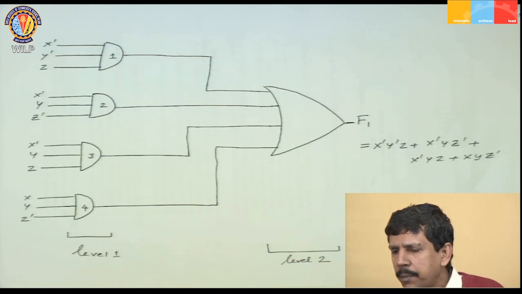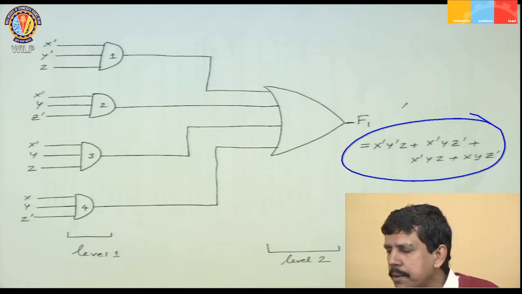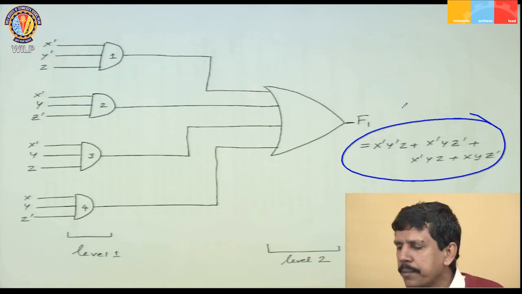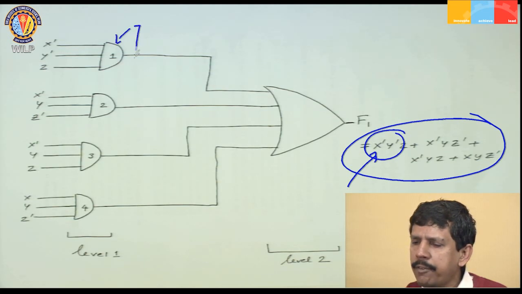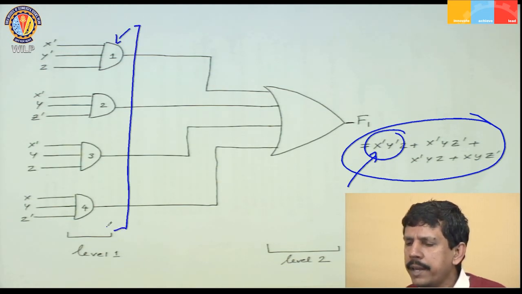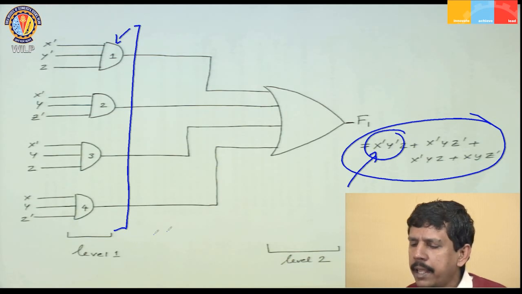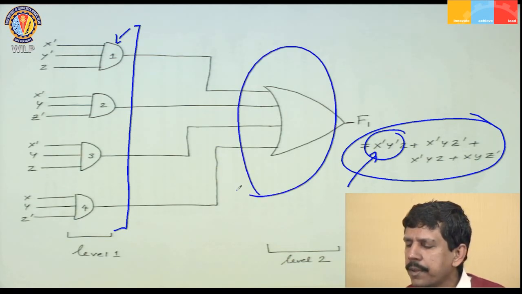So, the example we talked about in the previous slide gave an expression for f1 as x bar y bar z plus x bar y z bar plus x bar y z plus x y z bar. Each one of them is a product term. To realize a product term, which is a minterm, we require an AND gate. So, we require 4 AND gates, each one generates a product term. So, we get 4 product terms, which are also called minterms. The outputs of this AND array are connected to an OR gate, and the final output f1 is what we realize here.